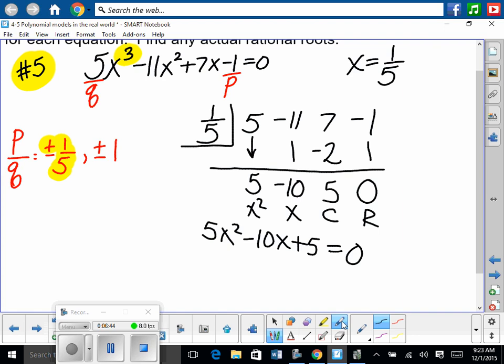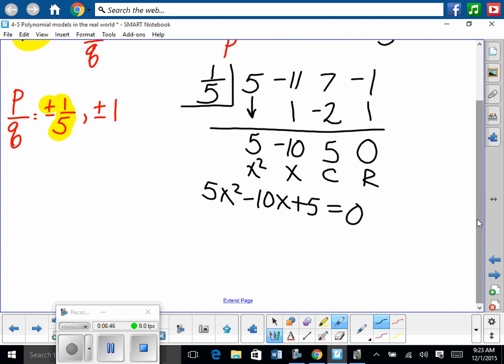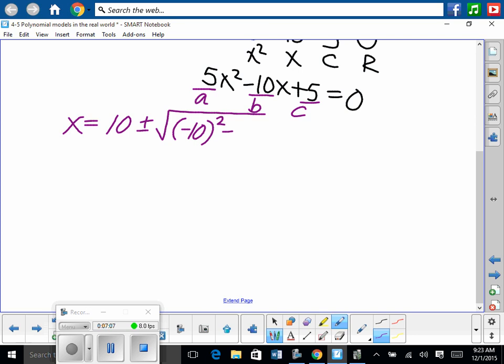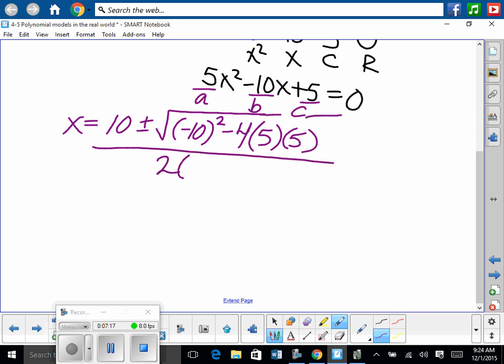I want more room than that. Here we go. So let's go through it, guys. It'll be good to practice the quadratic formula. So this is our A, this is our B, this is our C. So x equals the opposite of B. So it should be positive 10, right? Are you following me, guys? Plus or minus the square root of B squared, (-10) squared, minus 4AC, all over 2A.